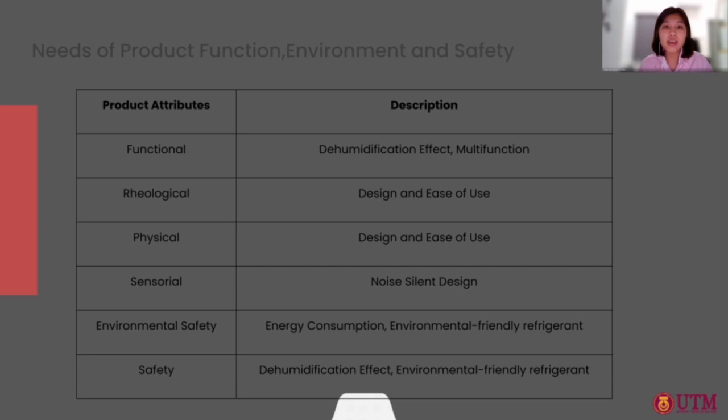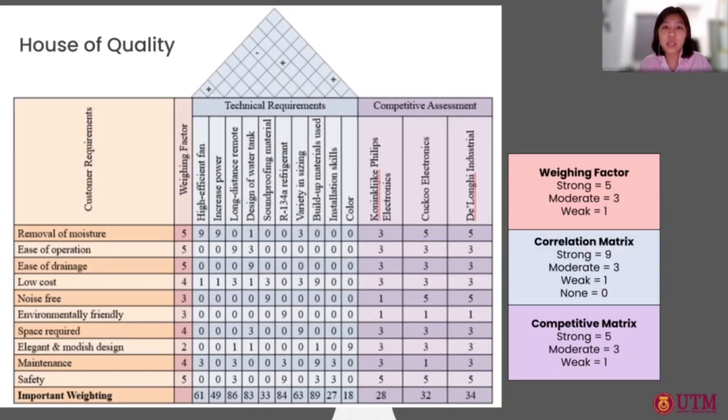Based on the market survey, the needs for product function, environment, and safety are identified as shown in the table. All the needs are fulfilled by the product attributes as listed. Next, a house of quality was developed to combine the technical and marketing experience. From here, the relationship between the customer and technical requirements is described by the correlation matrix in the blue column, which gives the importance rating for the technical requirements. Besides, there is a column showing the capabilities of the competitors in fulfilling the customer preference. Among the three, Delonkis Industry is determined as the best dehumidifier supplier, which is also the largest competitor for us.